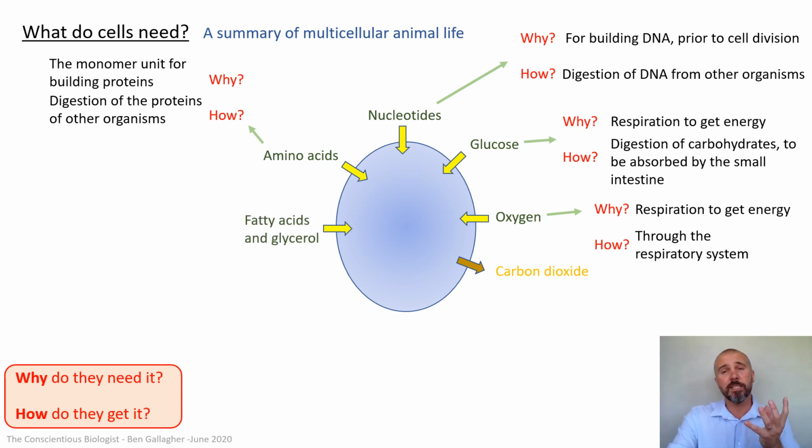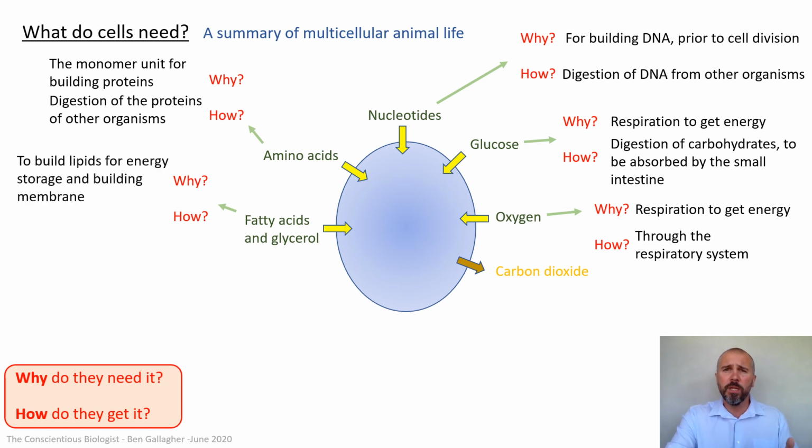Let's jump on. Fatty acids and glycerol. These are the products from digesting lipids, which are fats. And again, where do you get those from? You get them from eating other creatures' cells. And you need lipids for energy storage in your own body, but also for building membranes. Membrane is built of lipids. So if a cell's going to grow and increase its amount of membrane, you need lipids to build that membrane out of. And again, you get them from the digestion of lipids from the cells of other creatures. We're just recycling those same things.